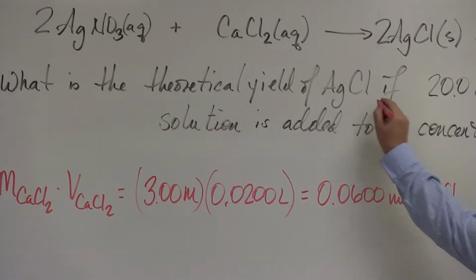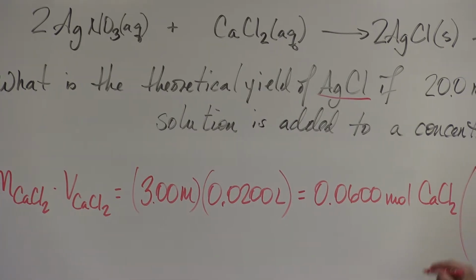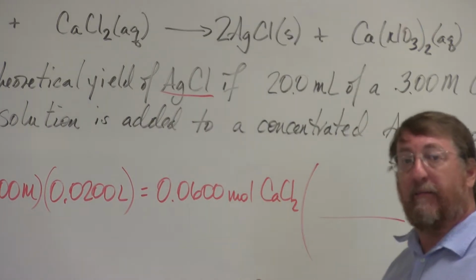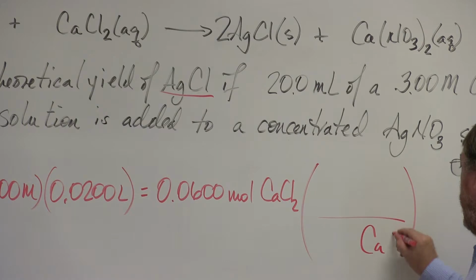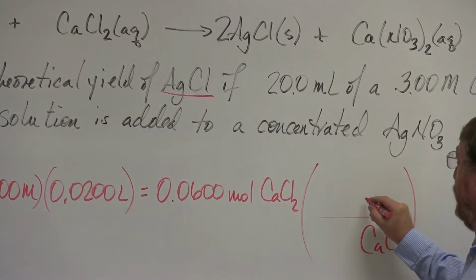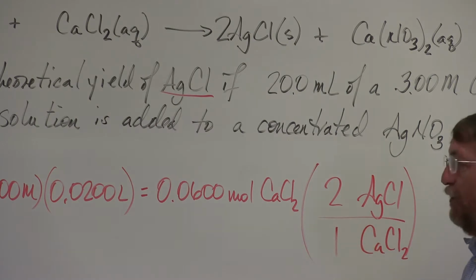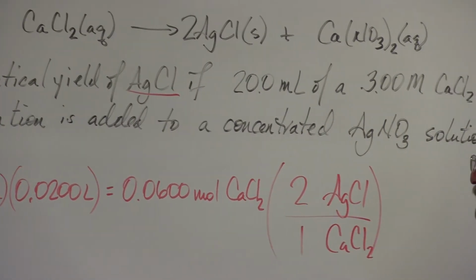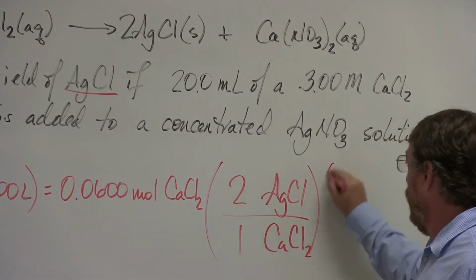Now I want to find silver chloride. That's my goal. Well, first step, since I have moles of one substance going to moles of a different substance, that's going to be my mole ratio. That's my stoichiometry step. I'm going to put calcium chloride on the bottom. I'm going to put silver chloride on top. This is a 2. This is a 1. So now I have the total moles of silver chloride. I could write it down. It would be 0.12. But I'm going to go ahead and just finish off.